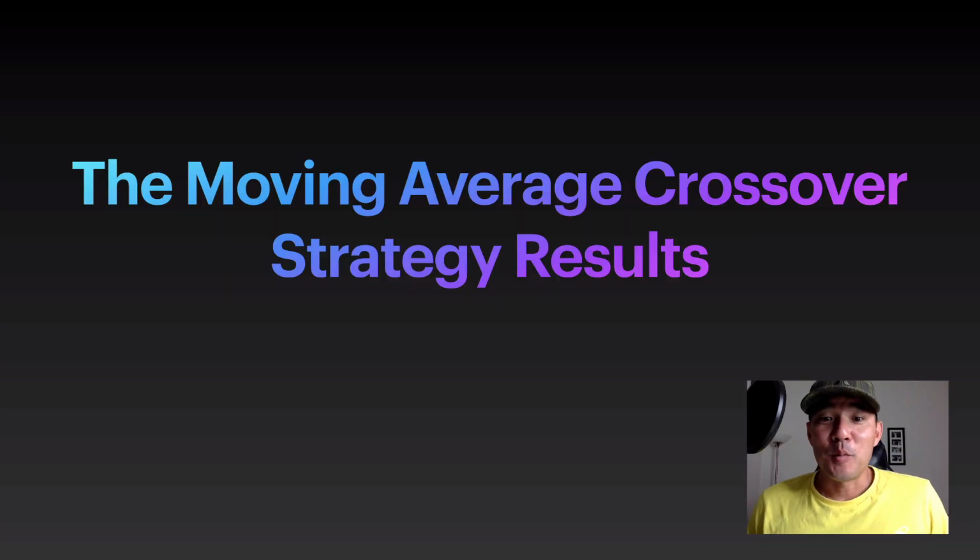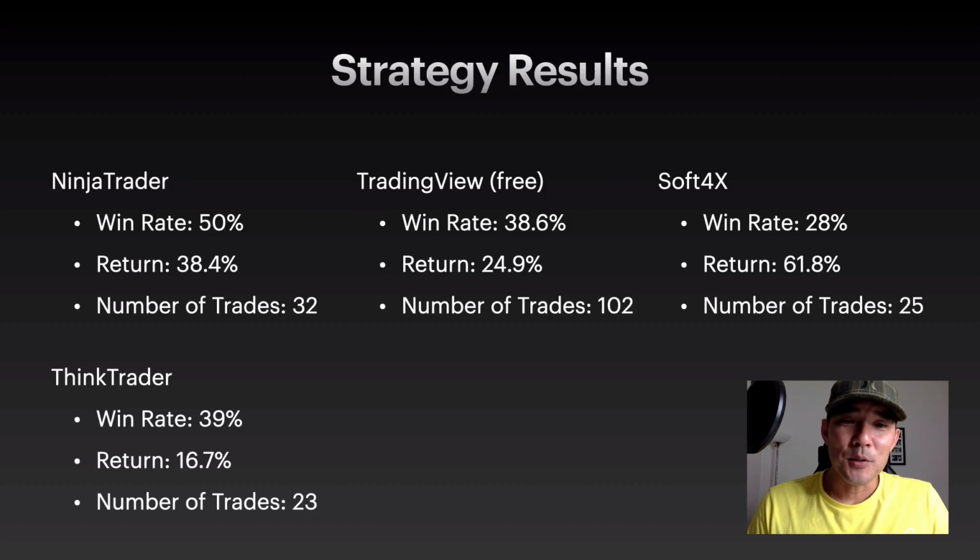All right, here are the results from the moving average crossover strategy. So we have NinjaTrader with a 50% win rate, a 38.4% return, and 32 trades. TradingView free, 38.6% win rate, a return of 24.9%, and 102 trades. And I'll get into why that could be in a minute. Soft Forex had a win rate of 28%, a return of 61.8%, and 25 trades. And ThinkTrader had a 39% win rate, return of 16.7%, and 23 trades.